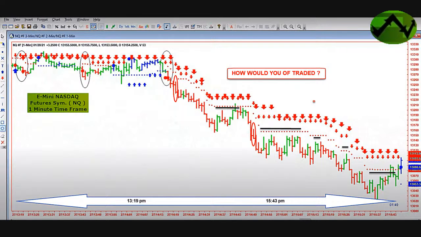So, you've got your 2 green bars. Your stop's going to go right there. You've got to protect your profit. You've got to stay in the trade.